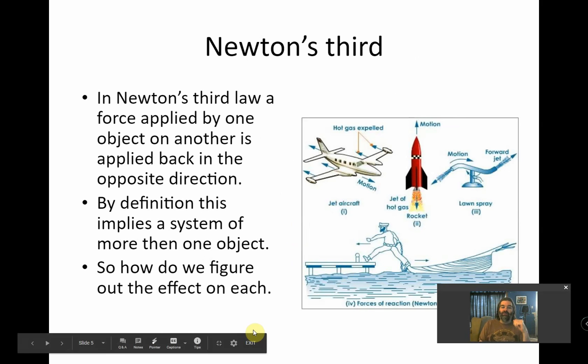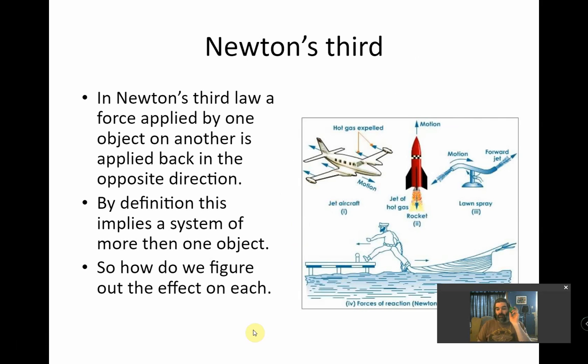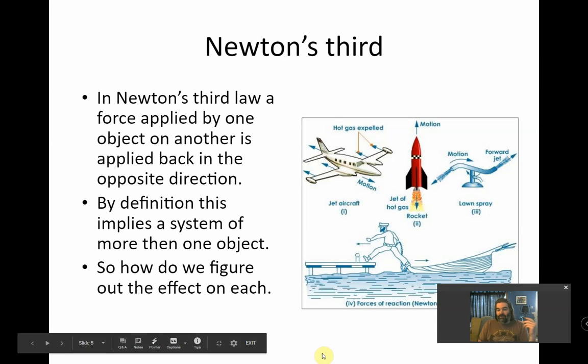We know the first two pretty well, so I'm just going to skip over those. Newton's third is the tricky one because we don't think that makes sense. Like if I'm throwing a ball, you don't think the ball is putting the same force back on me that I'm putting on it, but it actually is. Even though the ball's accelerating forward, it's putting the same force back that I'm pushing forward. You can't push on something without it pushing back.